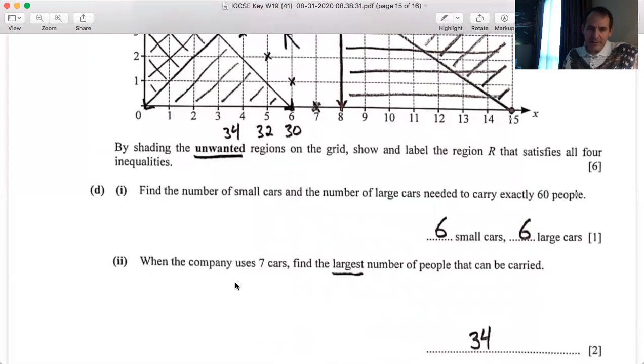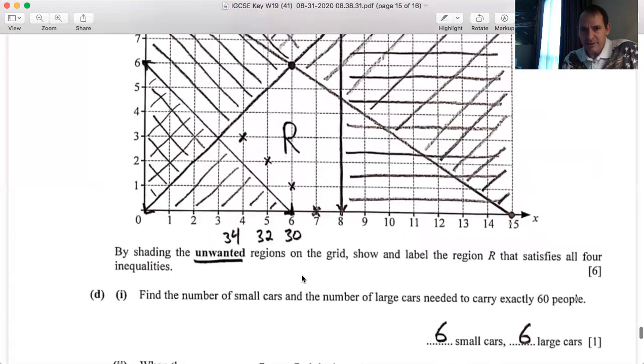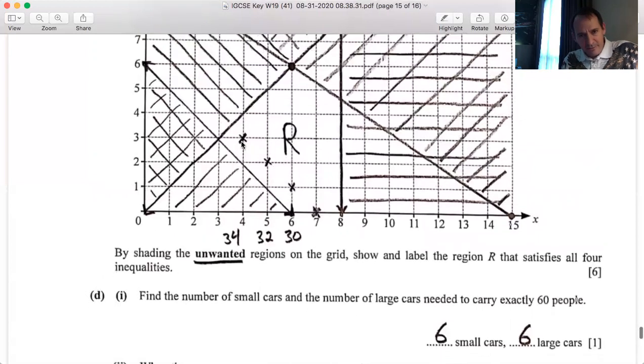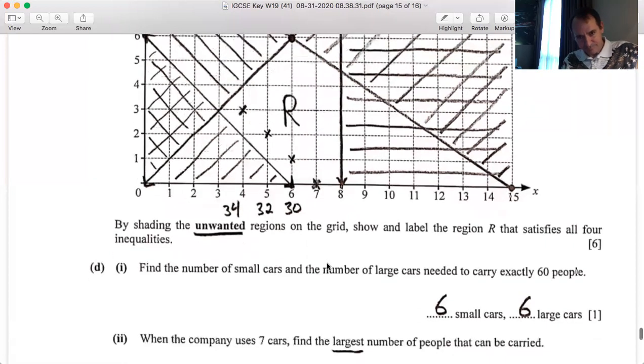Now it says when the company uses 7 cars, find the largest number of people that can be carried. So now it's giving you the number of cars. Here's your X value and your Y value. Now you're looking for integer values. So you can either have 7 X and no Y, 7 small and no large. You can have 6 small and 1 large, 5 small and 2 large, or 4 and 3. You can't go 3 and 4 because it's outside the feasibility region. So these are your 4 possible combinations of 7 cars.